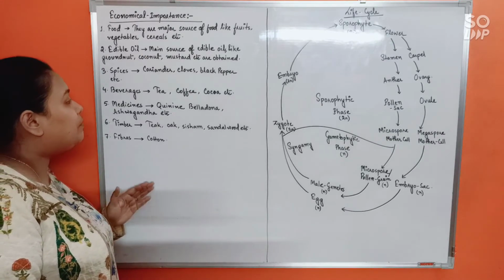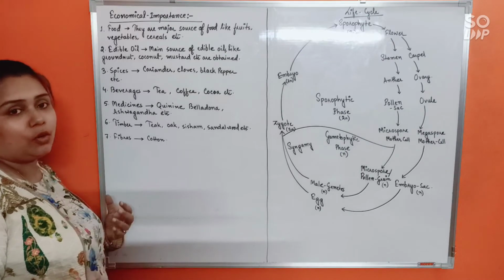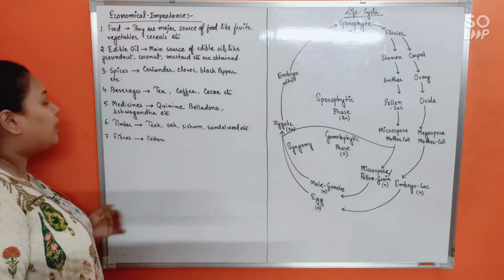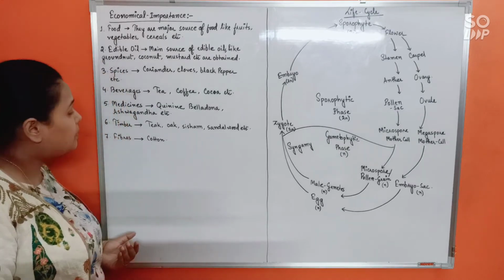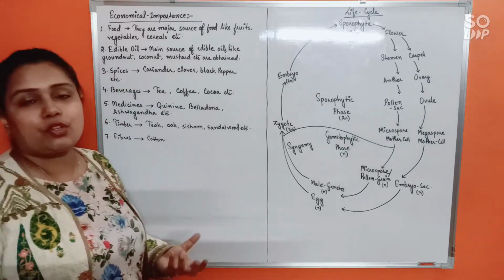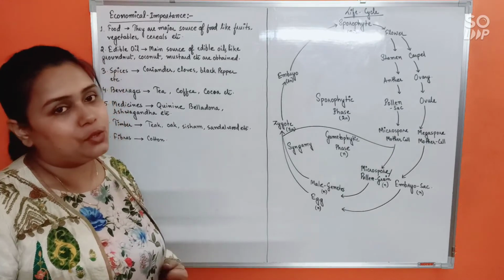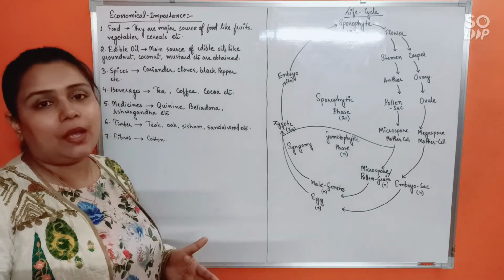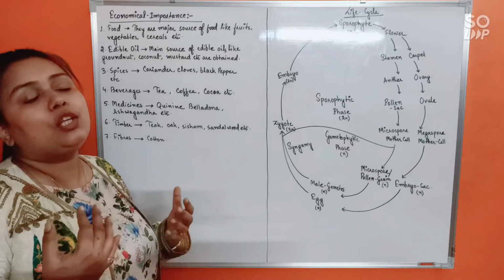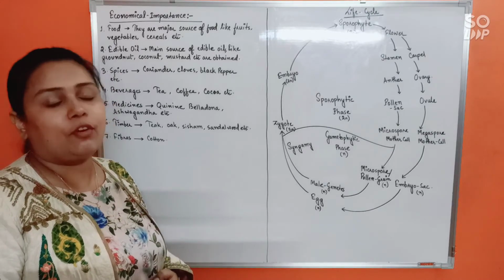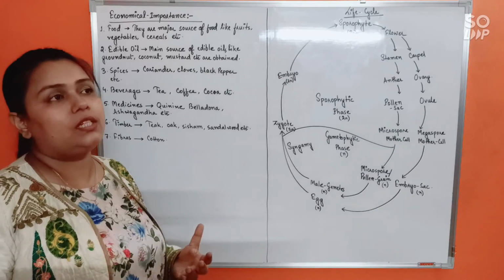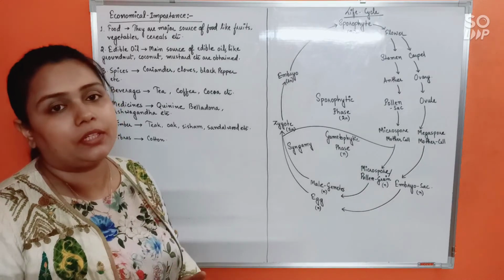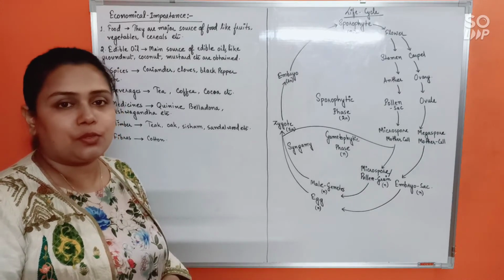Medicines like quinine, belladonna, ashwagandha, these are all medicinal plants. Timber like teak, oak, shisham, sandalwood, etc., are all angiosperms. Likewise, fibers, the most common being cotton, is also an angiosperm, right? So that's why I was telling you there are innumerable benefits that you can gain from an angiosperm, and our life is directly or indirectly associated with, or completely dependent on, the presence of the angiosperms.